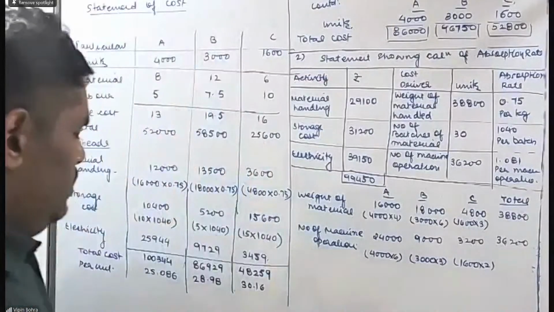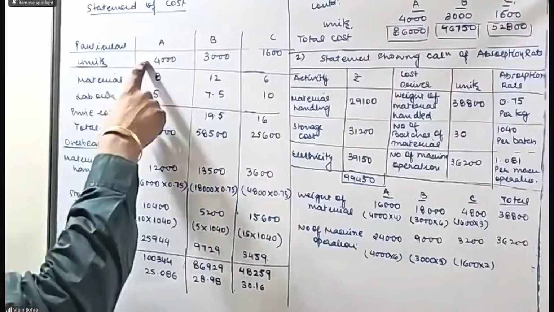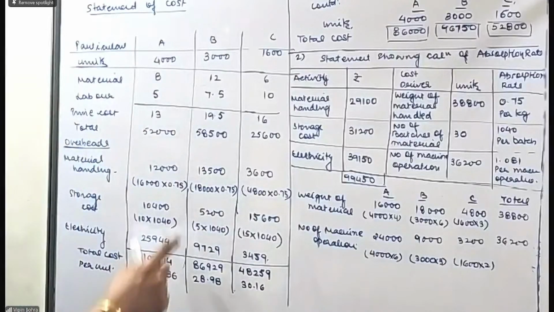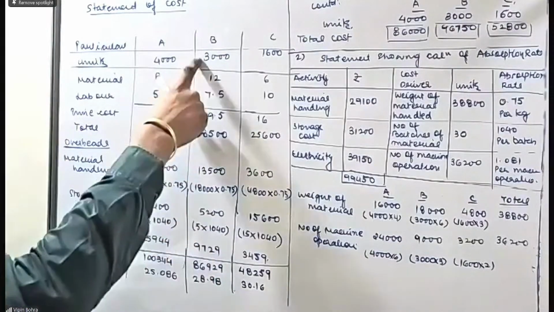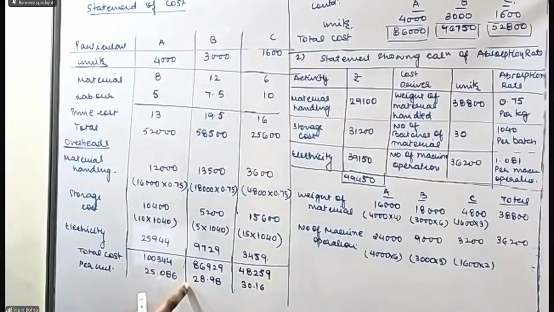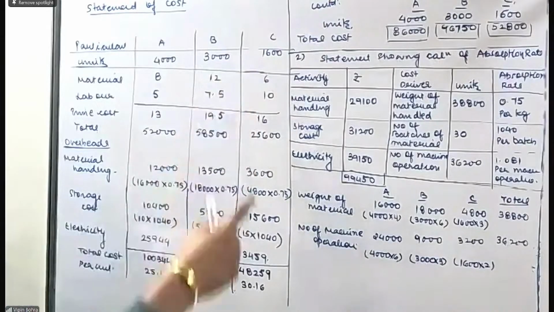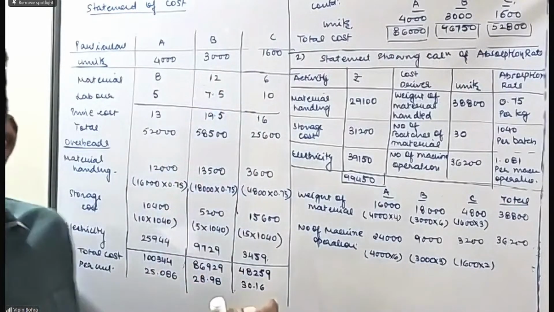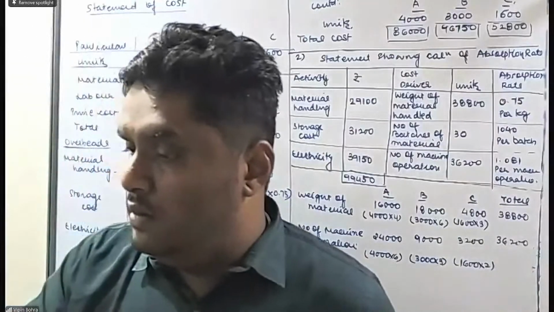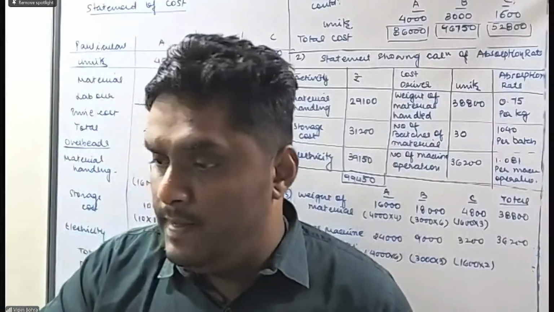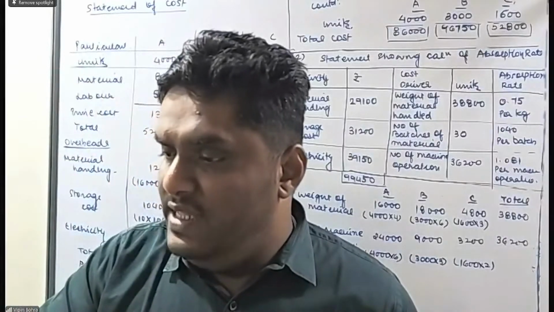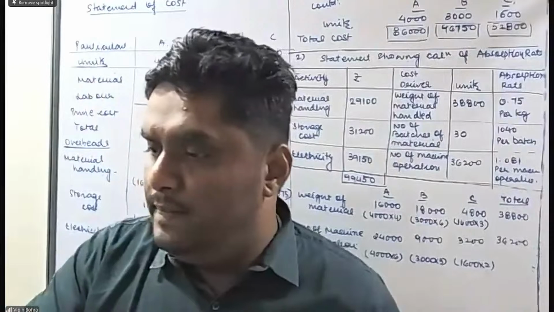Per unit, so the total cost divided by units. So 1,003,444 divided by 4,000 units. This is how I got per unit. 86,929 divided by 3,000 units, 28.98. 48,259 divided by 1,600, I have got 30.16. Anyone else with any doubts or queries?